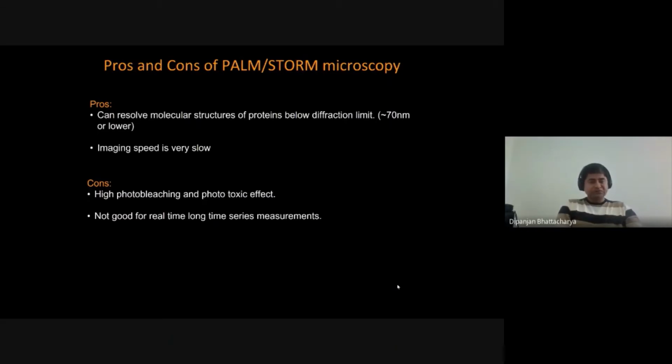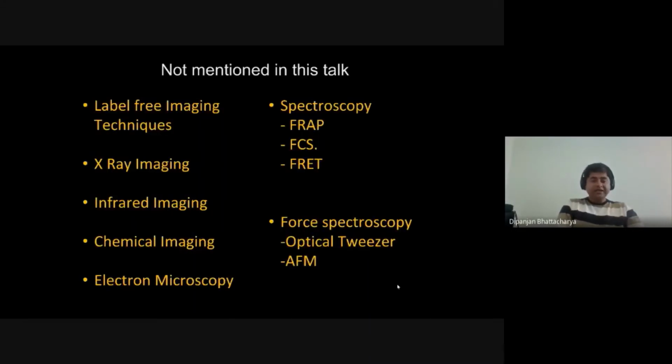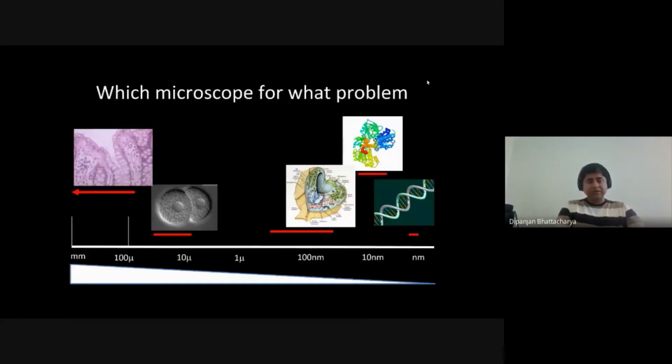So maybe from the movie you can get these references. Some of the papers I noted might be good for super resolution. And there are many things we didn't explain, which are important to mention. There are label-free imaging techniques like X-ray imaging, infrared imaging, chemical imaging, electron microscopy. There is a branch of spectroscopy techniques like FRAP, FCS, FRET, and there are force microscopy like optical tweezers, AFM, and others. But you should know these. There are techniques and they can be used for different things.